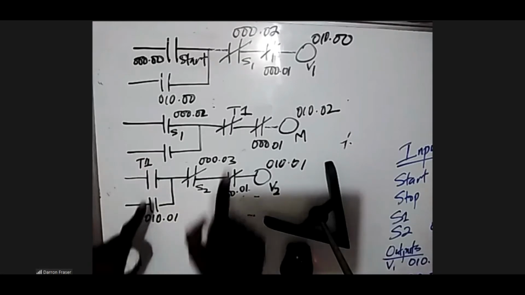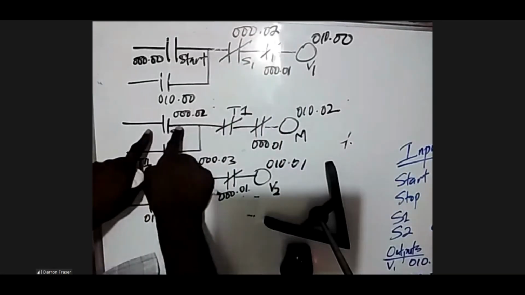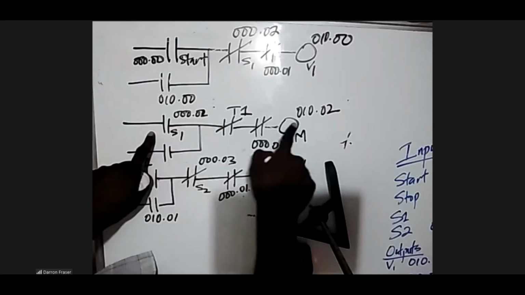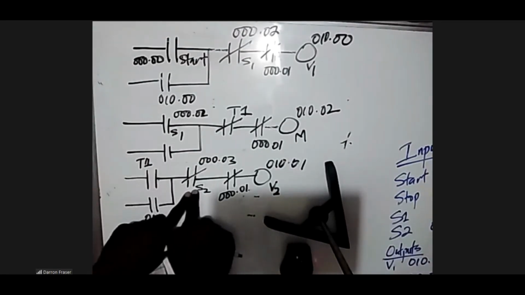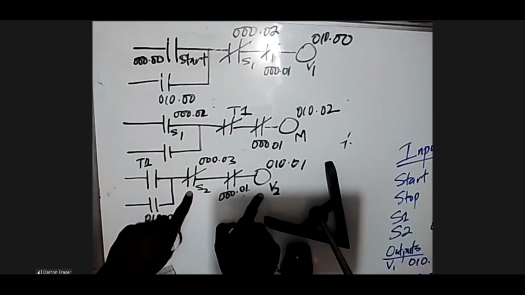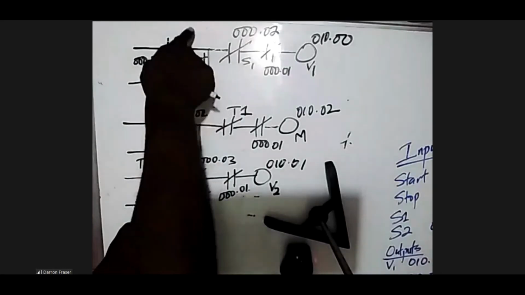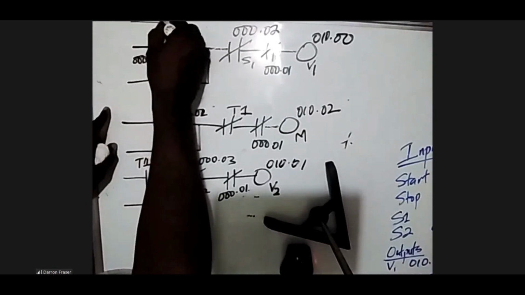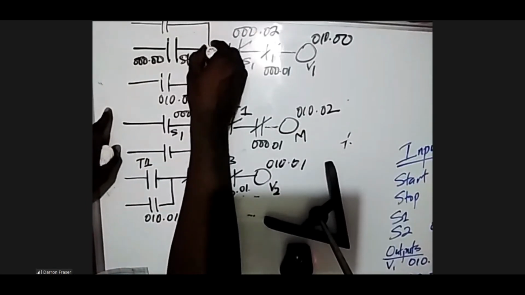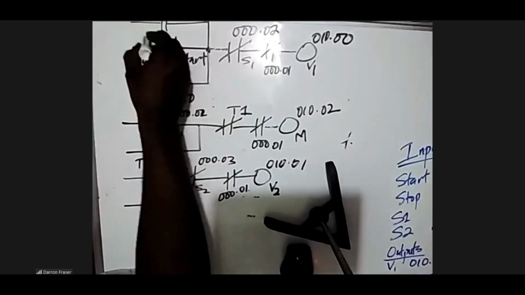And notice something here. We have 000.02, which starts this process here. We have timer 1 stopping this, and it starts this process here. So we have S2 stopping this, so we can use it to start back over the process up here. So what we normally do when we want to get a loop is that we put S2 as an OR condition. Let me draw this down again.